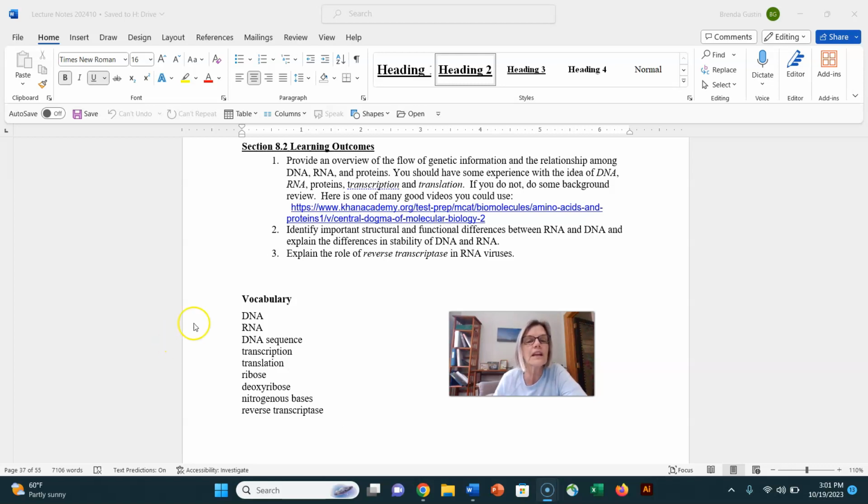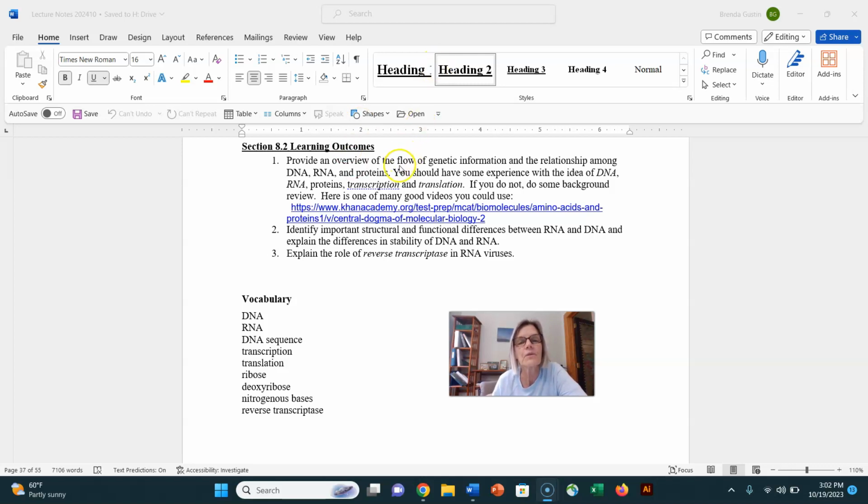So our first learning outcome says provide an overview of the flow of genetic information and the relationship among DNA, RNA, and proteins. Now, this is something you've learned in other classes. I'm quite sure you probably had it in high school, and you've probably had it in another college biology class. So you have a basic understanding of this, and you want to kind of recall some of that information.